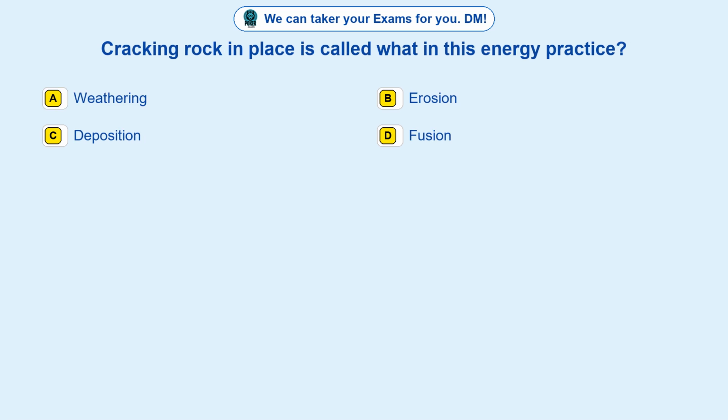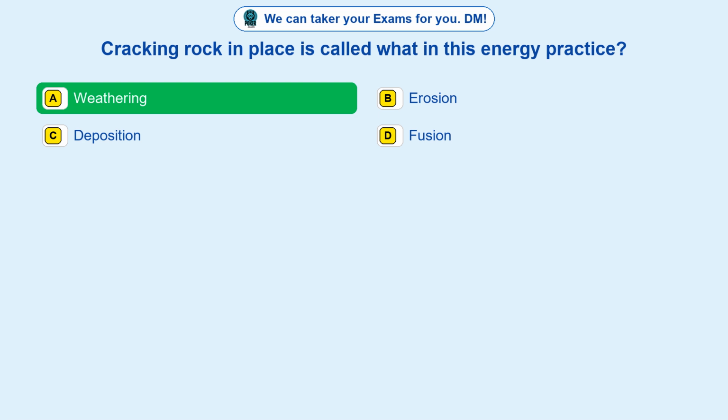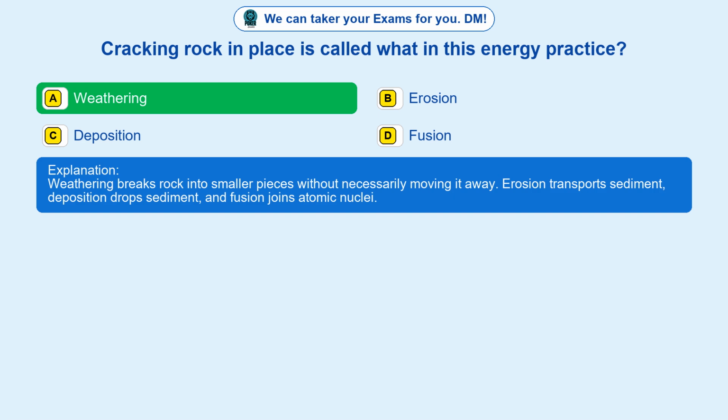Question 81. Cracking rock in place is called what in this energy practice? Option A, weathering. Option B, erosion. Option C, deposition. Option D, fusion. The correct answer is option A, weathering. Weathering breaks rock into smaller pieces without necessarily moving it away. Erosion transports sediment, deposition drops sediment, and fusion joins atomic nuclei.